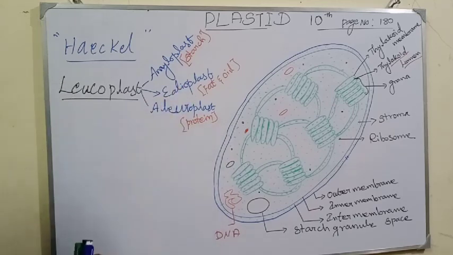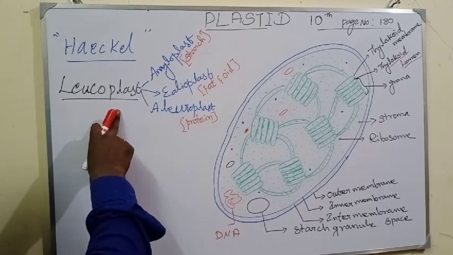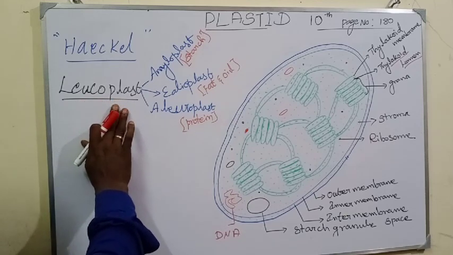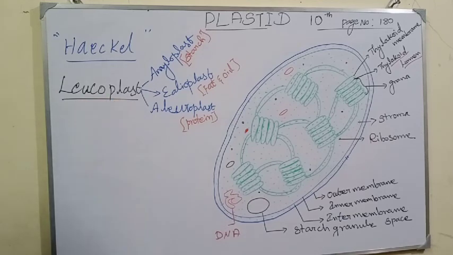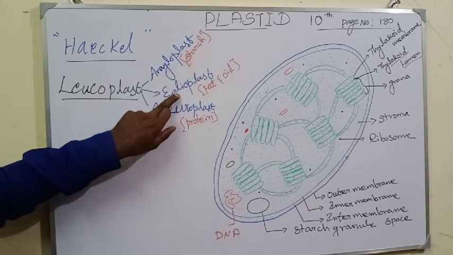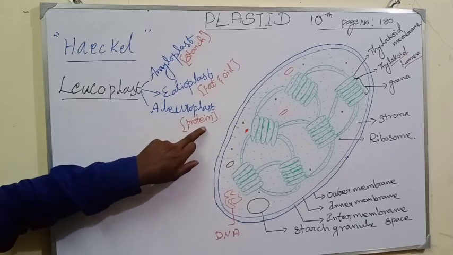See, if you do not have your textbook, just take notes. The leucoplast is not involved in food preparation, but it is involved in storage functions. The leucoplast has three types. Amyloplast stores starch. Elaioplast stores fat and oil. And aleuroplast stores protein.